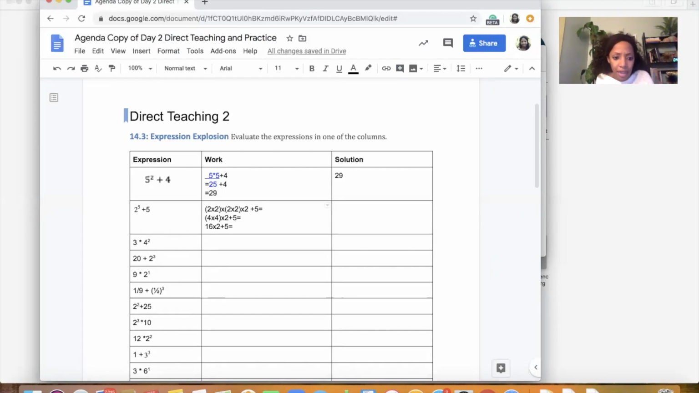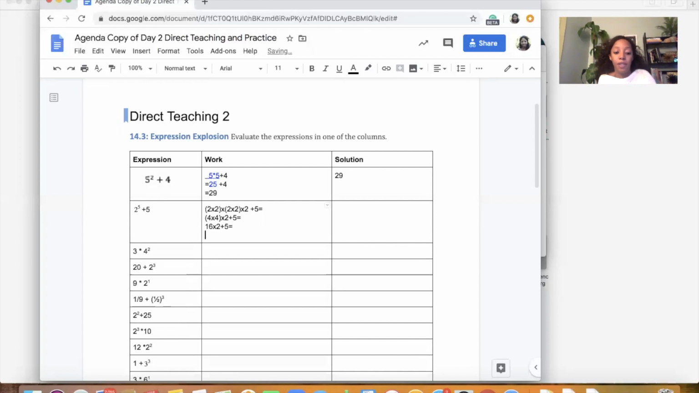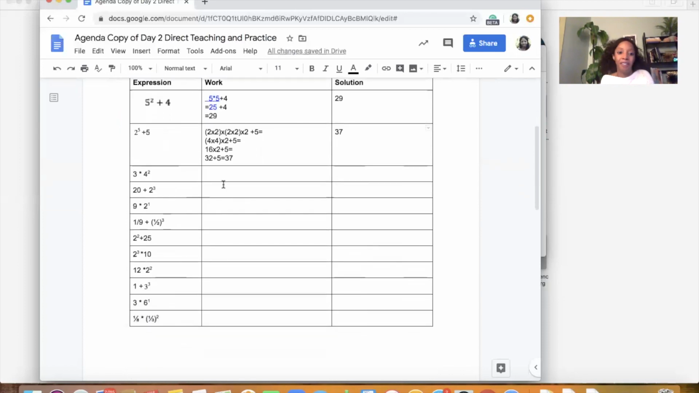So next we have 16 times 2 plus 5. And again, we're going to multiply first. I know 16 times 2 is 32, plus 5. And I know that 32 plus 5 is 37. So my solution is 37. I hope you're starting to get this. It's a lot of fun.